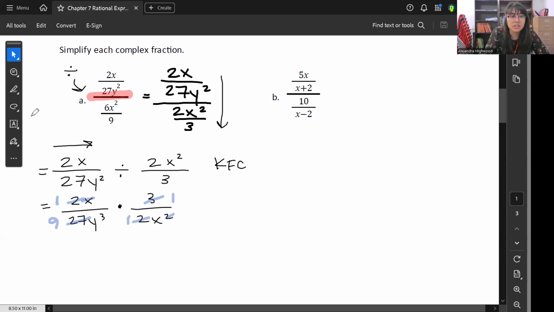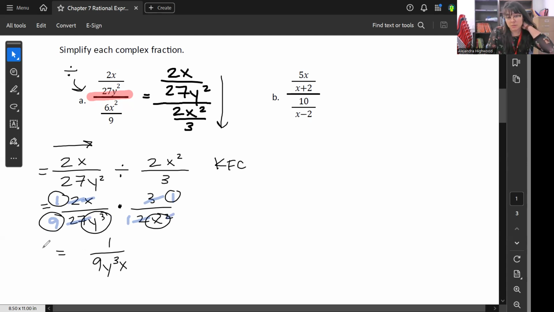Now looking at everything that I have after I've simplified as much as possible, I multiply everything in the numerator. 1 times 1 is 1. And in the denominator, I have 9 times this y to the third and a singular x to the first. Okay. And that would be our simplified answer.